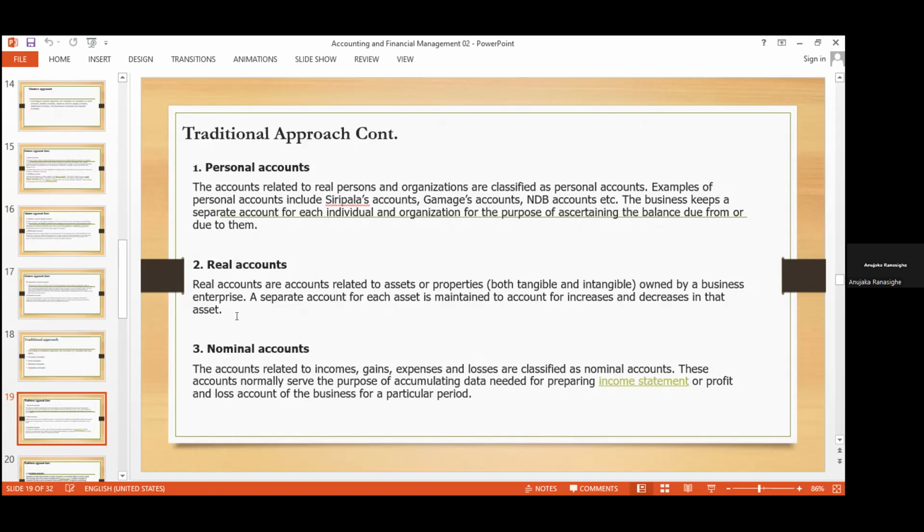The accounts related to incomes, gains, expenses and losses are classified as nominal accounts. These accounts normally serve the purpose of accumulating data needed for preparing income statements or profit and loss accounts of the business for a given period. It is called nominal accounts.